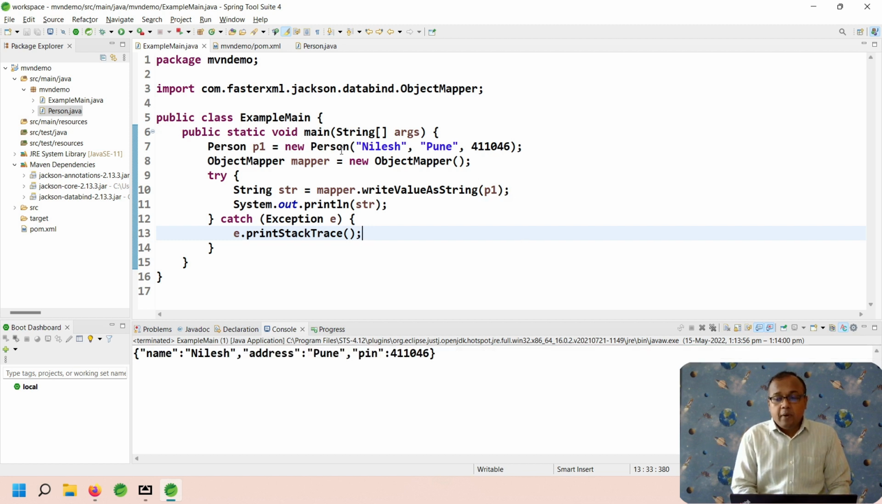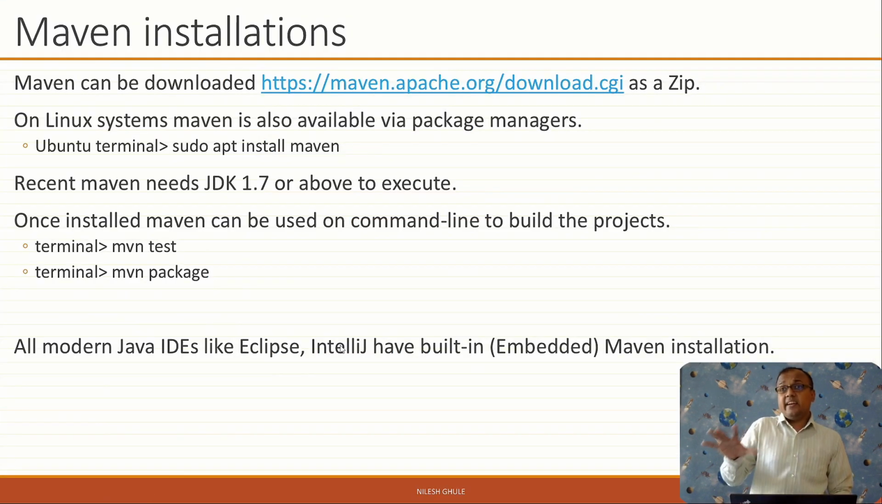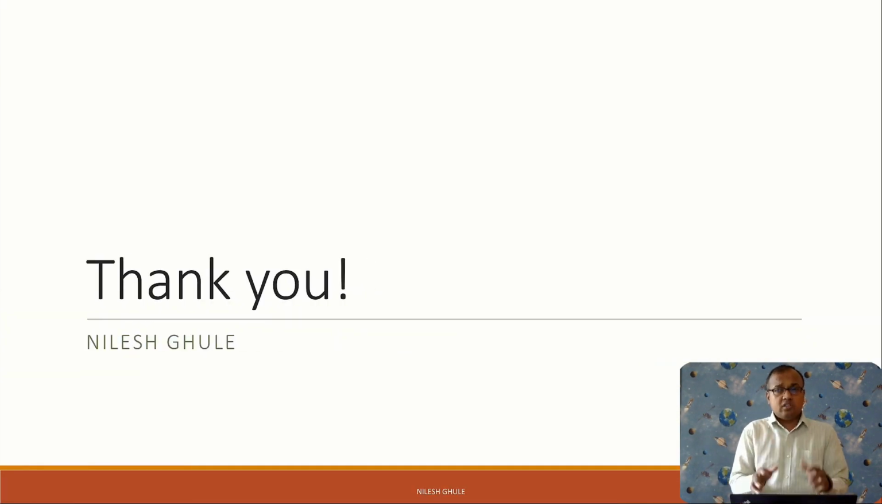Wow. So my Java object is converted into JSON below. I hope you see how simple it is to add third-party jars and their dependencies into your project and start using them. I hope you found this video very useful.